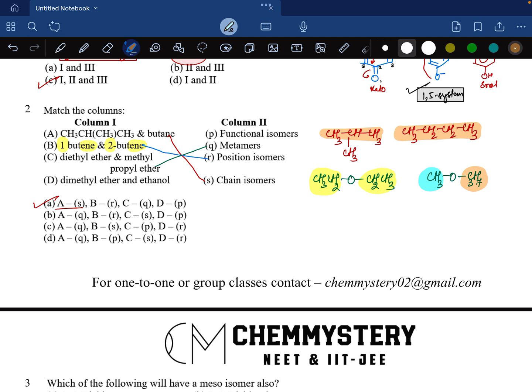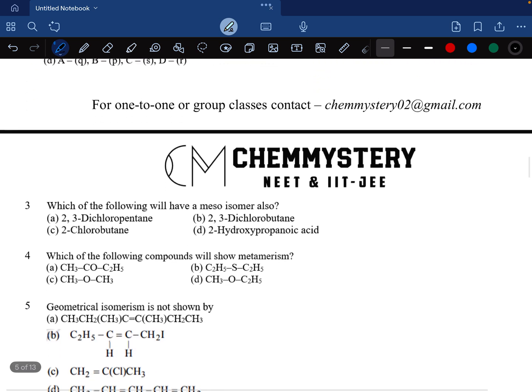Next one, what does it say? Dimethyl ether and ethanol. So if you see, functional groups are different. One is ether, one is alcohol. So both are different functional groups. So finally we call it as functional isomer. So with the first itself we can solve the question, but the remaining we have checked.